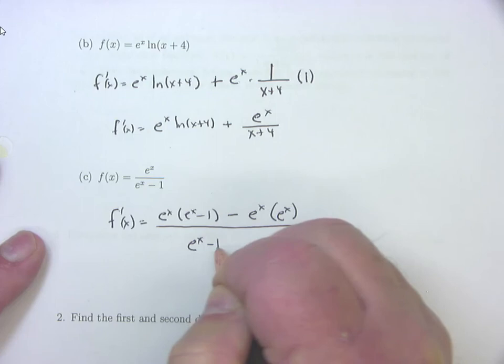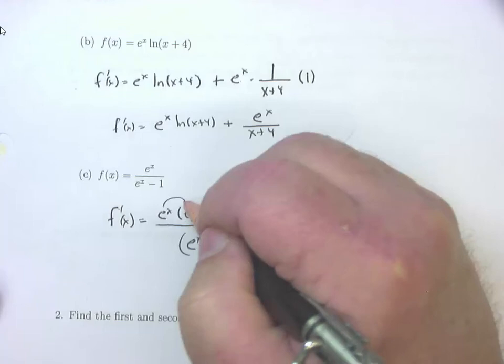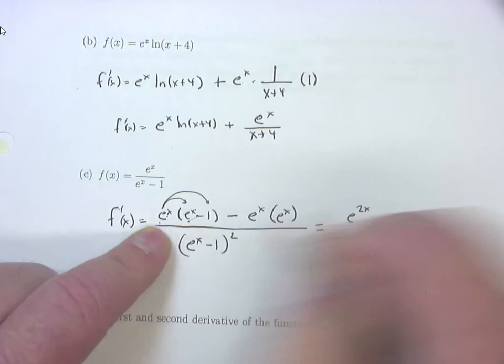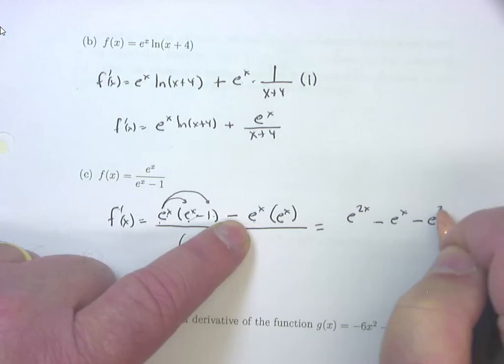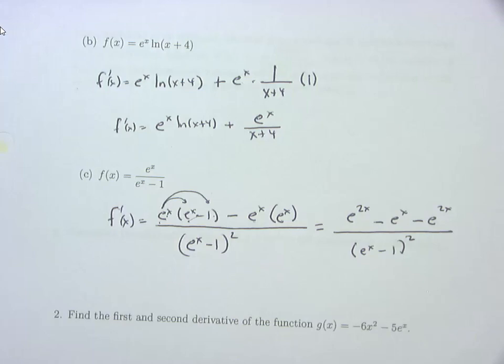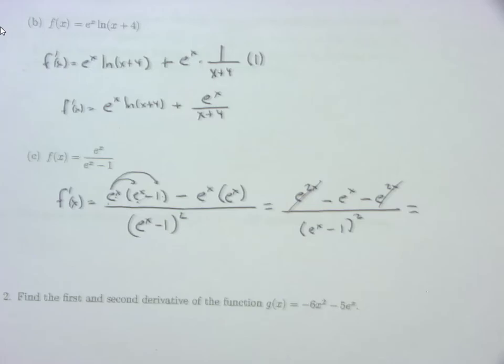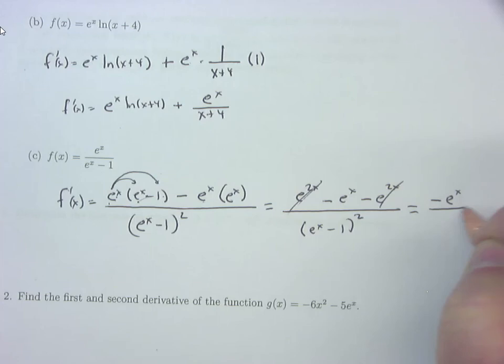Now I'm going to clean this guy up, and I'm going to distribute, because I want to show you guys something wrong. What is e to the x times e to the x? When you multiply, what do you do with the exponents? You add them. E to the x times e to the x is actually e to the 2x. So this is e to the 2x minus e to the x times 1 is e to the x, minus e to the x times e to the x is e to the 2x, all over e to the x minus 1 squared. And remember, addition, subtraction, you can't distribute powers. But one last thing, what's e to the 2x minus e to the 2x? They cancel. 0. This guy canceled that guy. And you're left with your derivative being equal to negative e to the x divided by e to the x minus 1 squared. That is my first derivative.